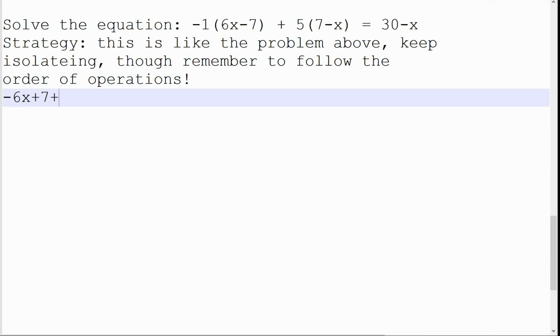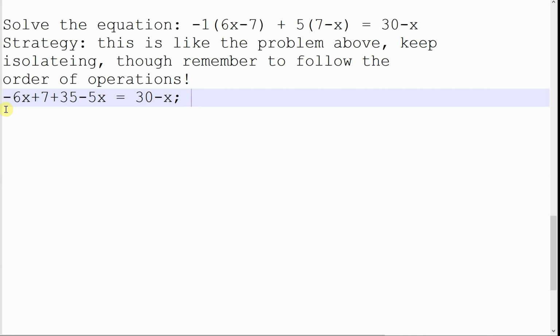And then plus 5 times 7, 35. And then you see this negative over here, 5 times negative x, negative 5x, is equal to 30 minus x. Whew, that was a dirty equation and really muddy, but we removed all that mud. It's like draining something. The distributive property is actually a really, really helpful thing. Let's move on and isolate x.